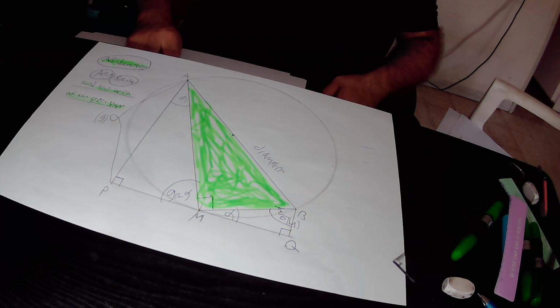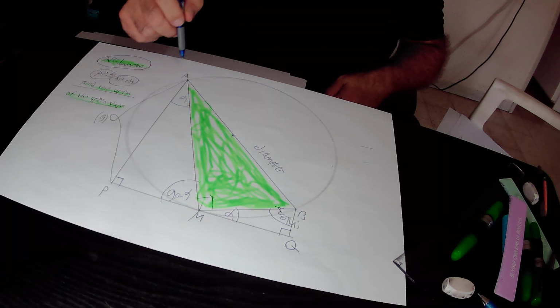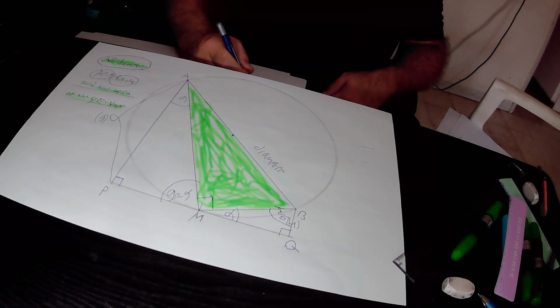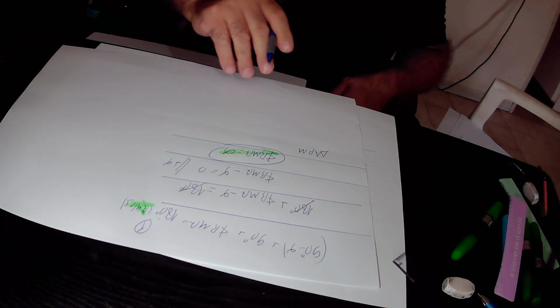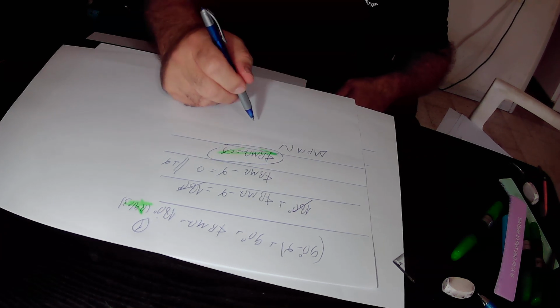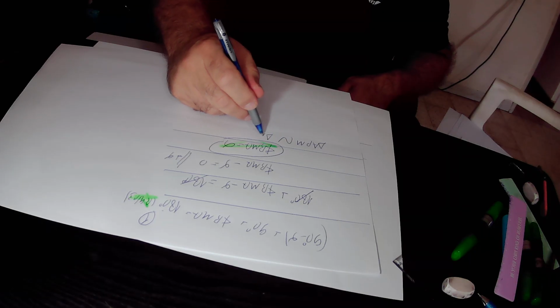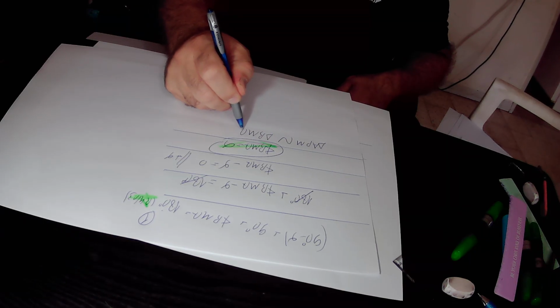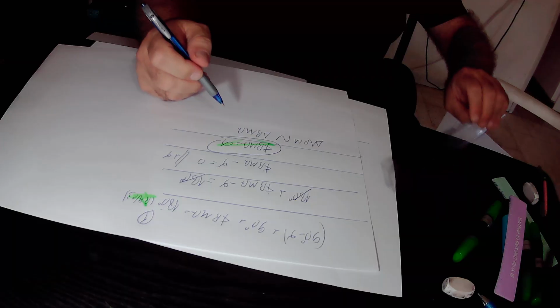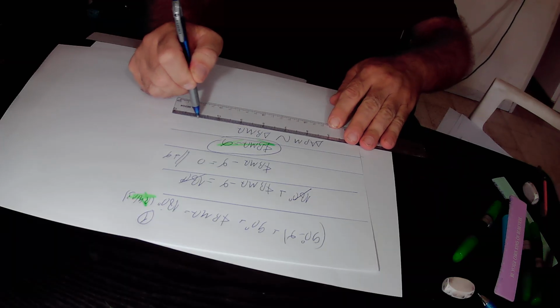So I write it down. I should find out that the big right triangle APM is similar, this is the sign of similar, to the right small triangle BMQ according to the angle similarity rule.